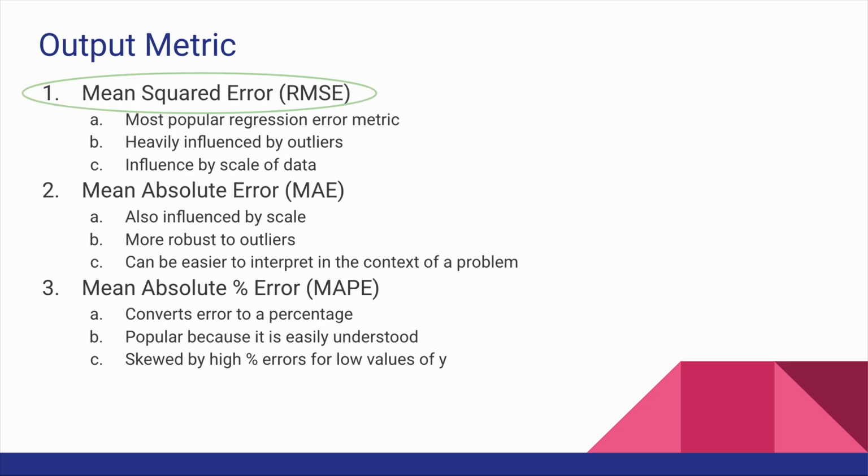Also, a couple output metrics that I could choose from. I decided to go with mean squared error or root mean squared error because it's a very popular regression error metric for models, and also it is heavily influenced by outliers, which, given our initial correlation analysis, didn't seem like there was that many large outliers in our data.